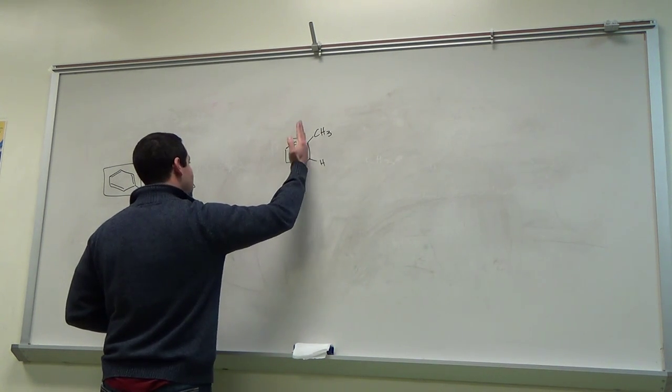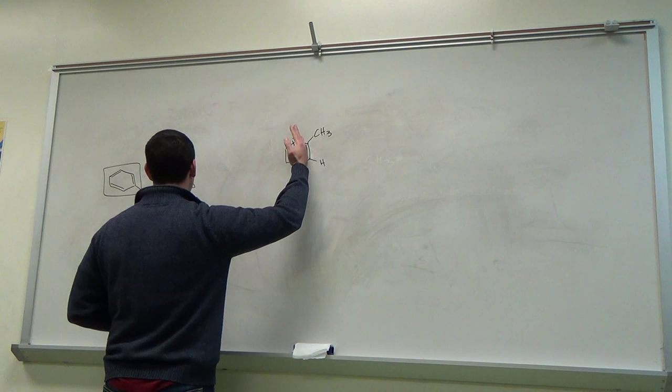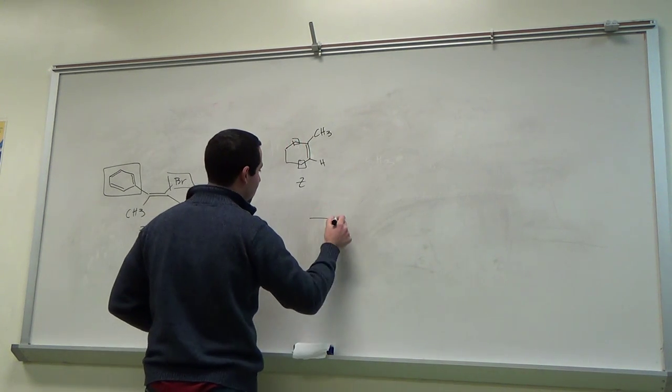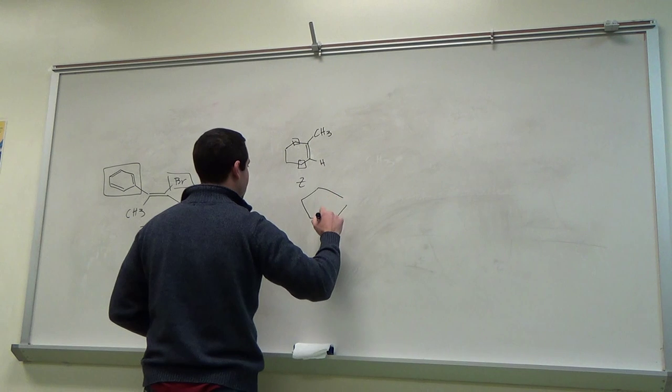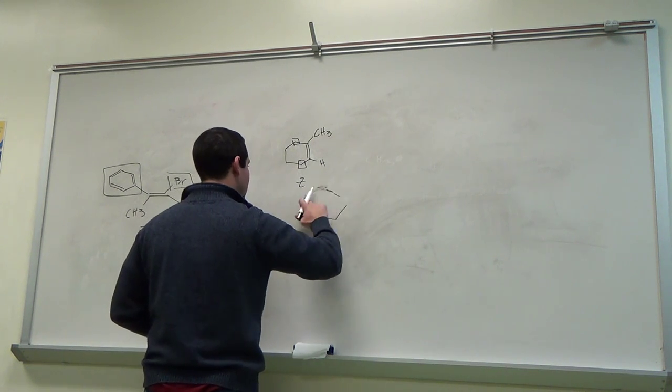This is this side, yes? That's the other side of the double bond. Oh, right. Okay. You wanted me to draw it like this? Yeah. Just turn your head. That's how you wanted me to draw it? That's wrong.